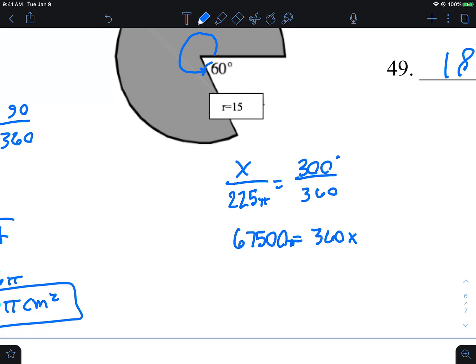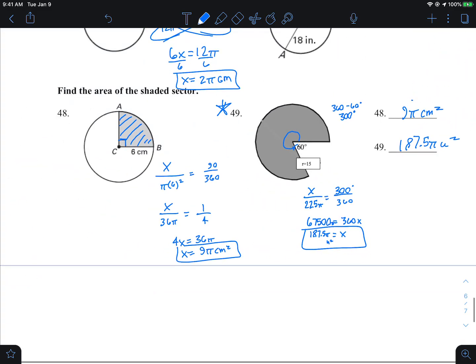Technically, we're not really typing in pi though until the end. 187.5 and then pi, and then they didn't give us units, so I guess I'll call it units squared for right now. But that should be it right there on that.